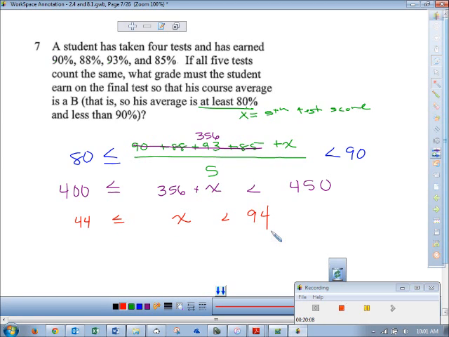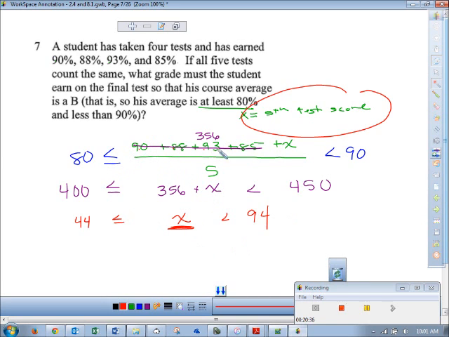It's a pretty good chance that this person is going to get a B for their class average. Because what does that say? Their 5th test score, isn't that what this means right here, has to be greater than or even equal to a 44%, less than a 94%. Cool? If they got above a 94, it's very likely that maybe they went up to an A instead of a B. Cool with that.